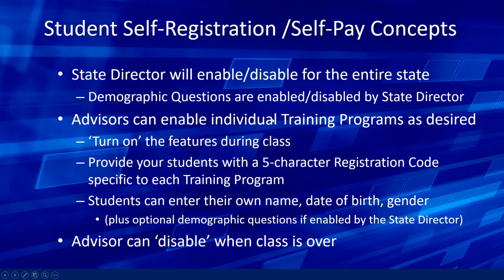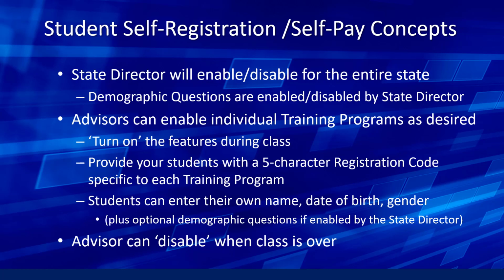The advisor can enable individual training programs as desired. So if you're the advisor of the welding program and someone else is the advisor of the cosmetology program, you can configure just your training program and not mess with the other folks' training programs. And the idea here is you turn these features on during your class and provide your students with the 5-character registration code specific to the training program.